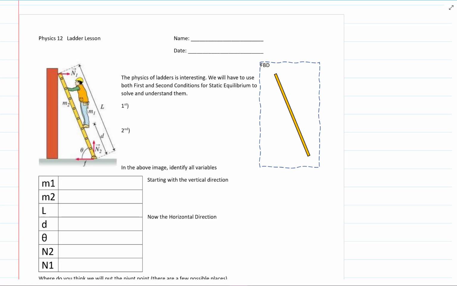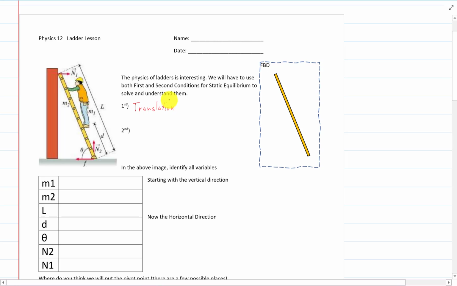Okay, so we're going to learn about the physics of ladders, and it is interesting because we're going to use static equilibrium. We will have to use both the first and second conditions for static equilibrium to solve them. I'd say most questions don't need both. What is the first condition for static equilibrium? That's translational equilibrium.